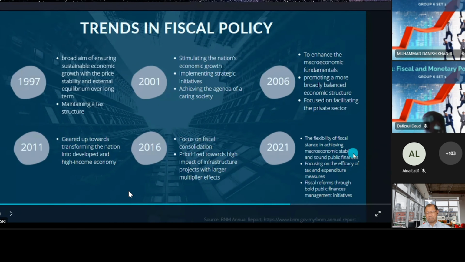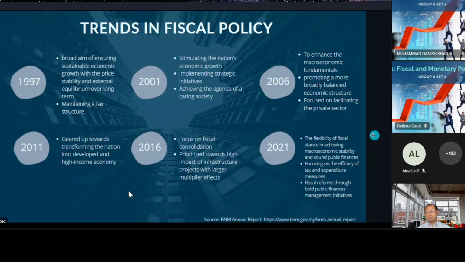Hello. Next, I will be presenting the trends in fiscal policy, the measures taken by the federal government, and also the agencies. I will be starting from 1997, when fiscal policy was assumed to take the biggest role in addressing the economy's underlying vulnerabilities, such as the current account deficit and the national resource gap. The broad aim of the government is to ensure sustainable economic growth with price stability and also external equilibrium over the long term.